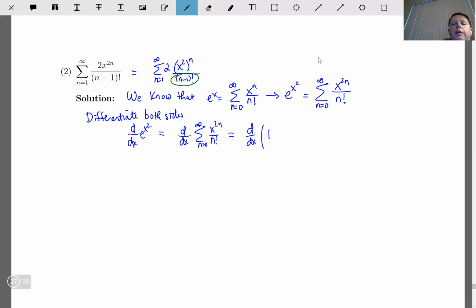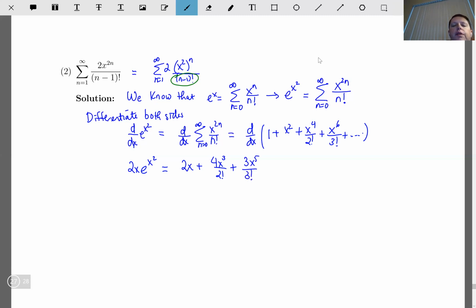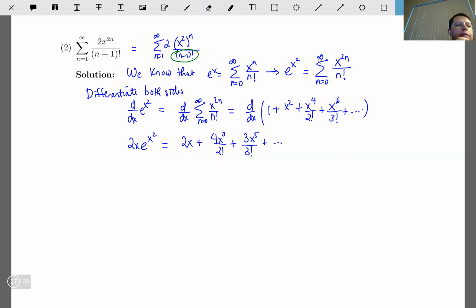So when n is 0, I get 1. I get 1 plus x squared plus x to the 4th over 2 factorial plus x to the 6th over 3 factorial, etc. Okay, well, the derivative of e to the x squared is 2x e to the x squared using the chain rule. And the derivative on the right, I'm going to get 2x plus 4x cubed over 2 factorial plus 3x to the 5th over 3 factorial plus something like that, right?